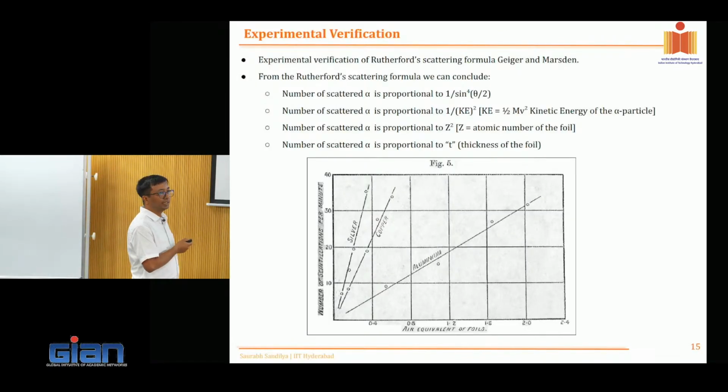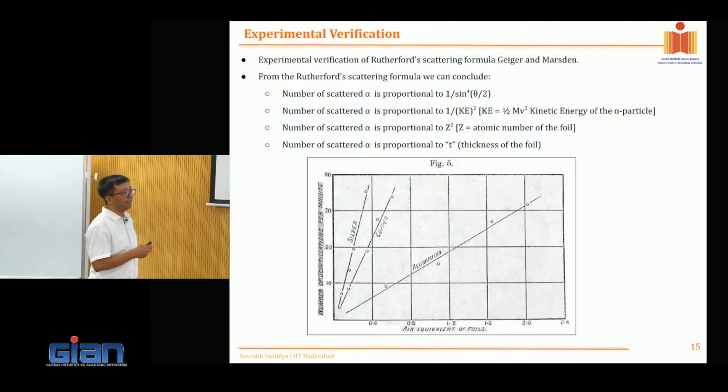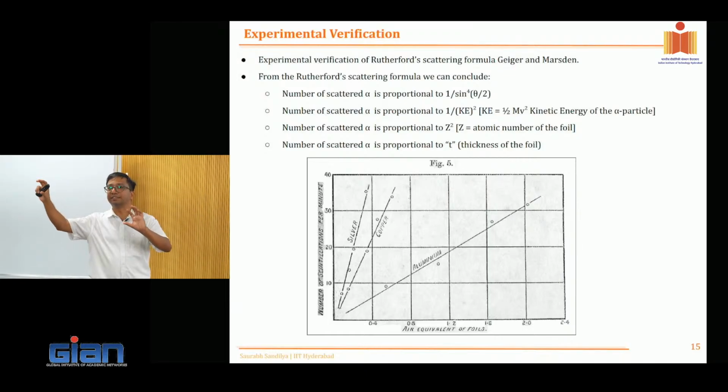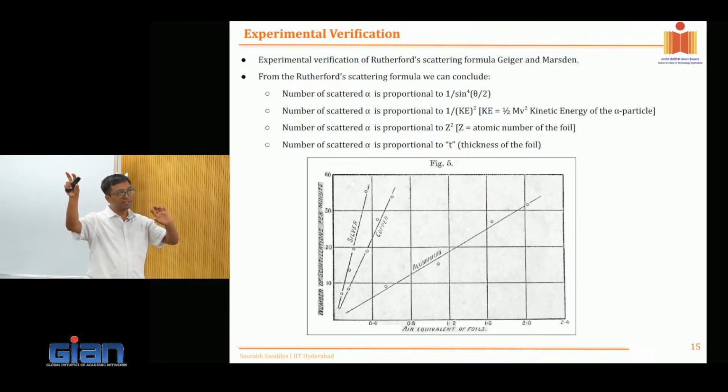This was found experimentally, and if we try to increase the thickness, the number of scatterers increases, right? The number of atoms, the number of nuclei increases. So the number of scattered alpha particles is proportional to the thickness of the foil. That you observe here.